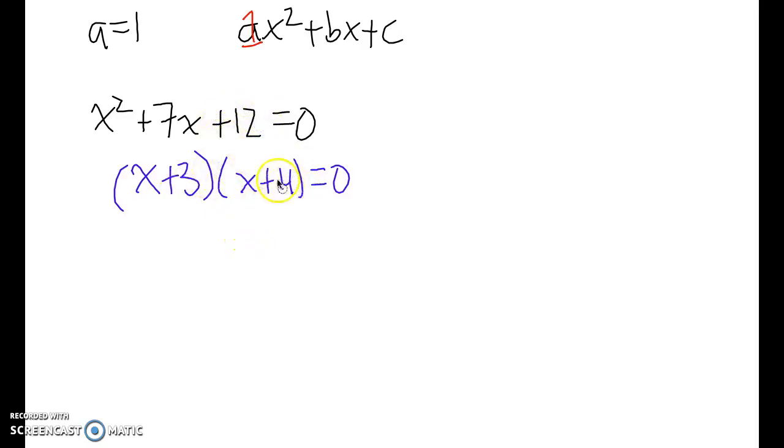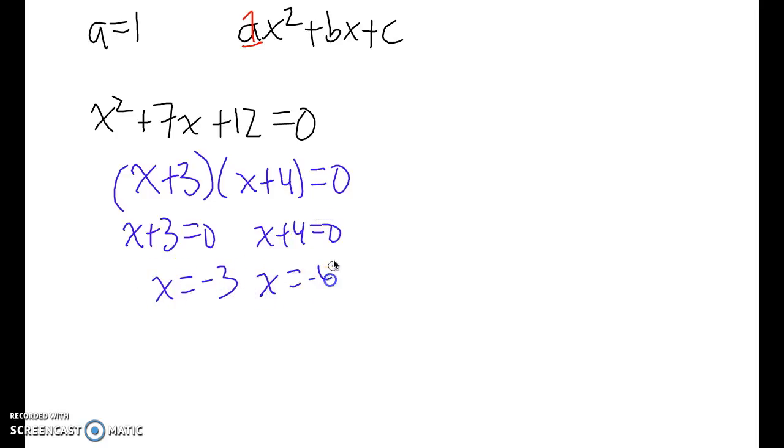And you probably remember from when you learned this in class that 3 times 4 equals 12. These two numbers, the product should always equal this last number, but then the sum should equal this number. Once you have it in factored form, it's easy to solve. Either x plus 3 equals 0 or x plus 4 equals 0. So you have x equals negative 3 or x equals negative 4.